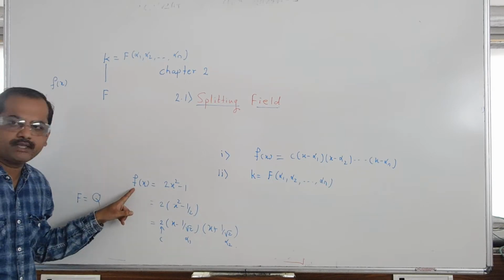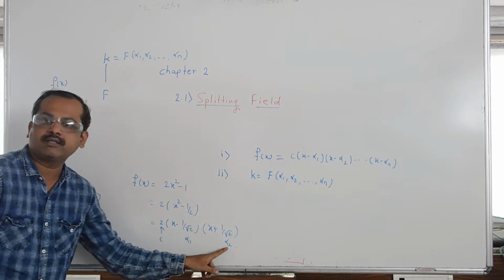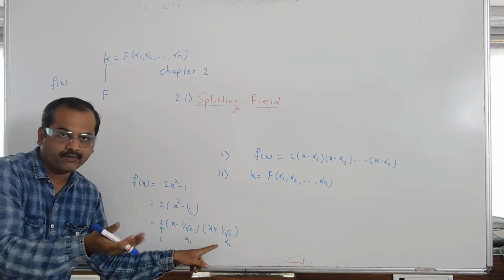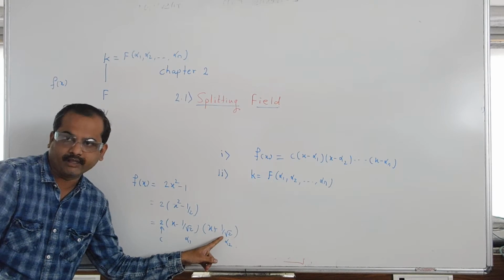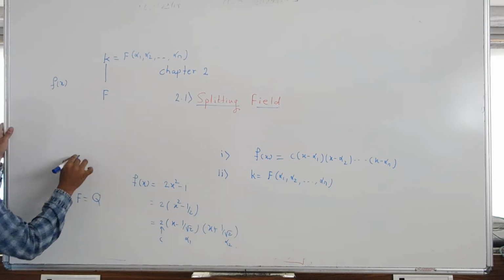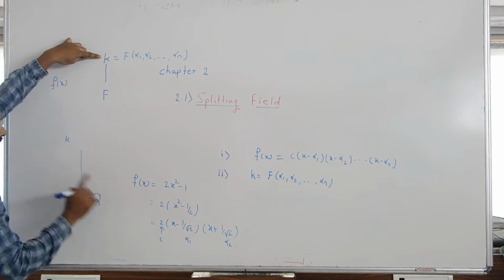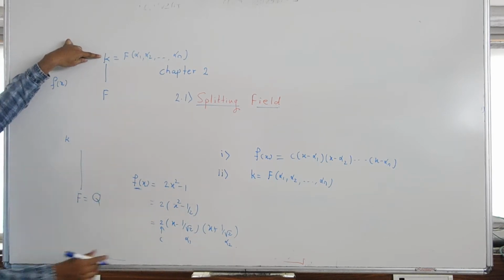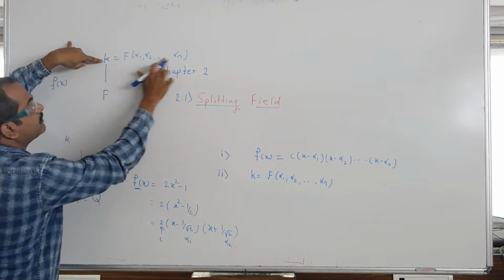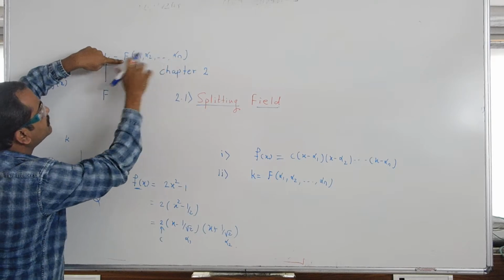So this f of x can be written as c times x minus alpha 1 into x minus alpha 2. Two roots are there. So attach these 2 roots to get K for this polynomial. How is this K calculated? By attaching the roots to F.